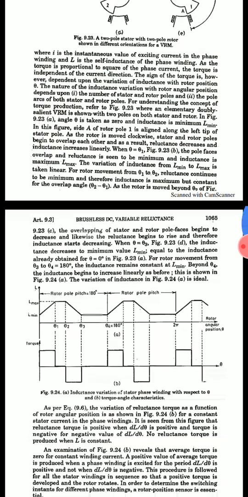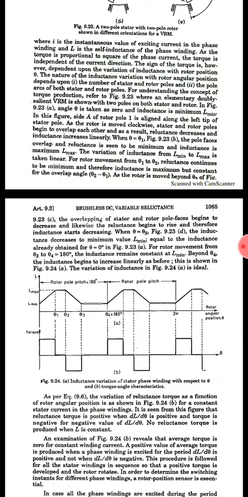Now coming to torque, from the equation T equals half i square dL by d theta, we can draw the torque and theta characteristic. We can see that from theta equals 0 to theta equals theta 1, when dL by d theta is positive and constant as inductance rises linearly, the torque is positive and constant. During the overlap angle theta 1 to theta 2, since inductance is constant, dL by d theta equals 0 and therefore torque produced is also 0.